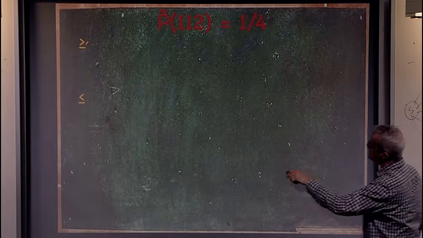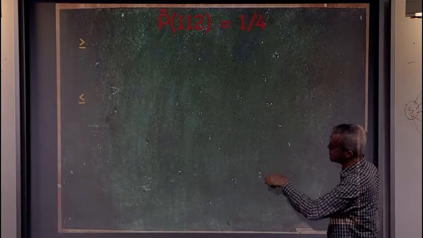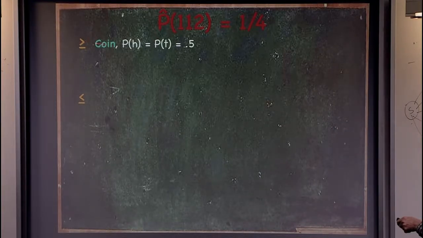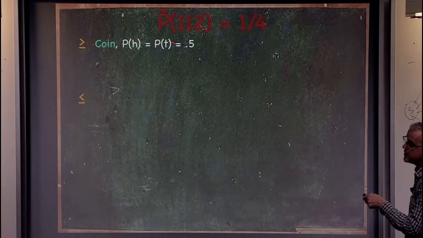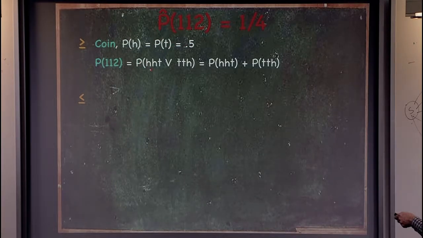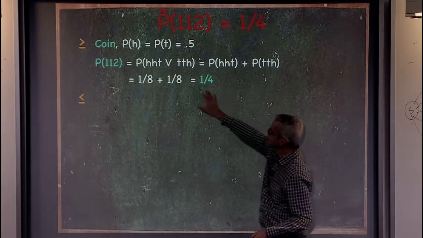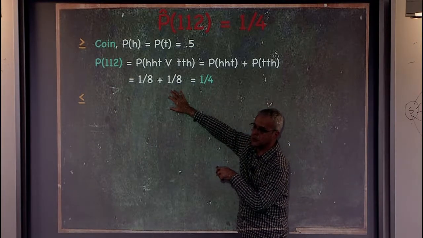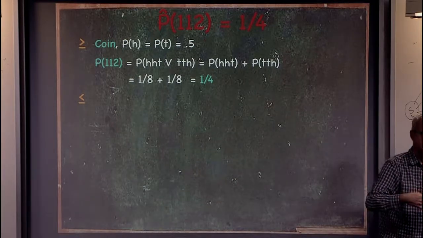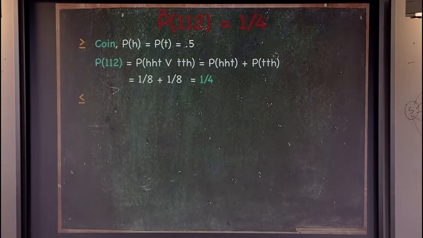We show that it's at least a quarter, and then we show that it's at most a quarter. To show it's at least a quarter, we need to give a distribution. So suppose you're flipping a fair coin, heads and tails half each. What is the probability that you'll see 1, 1, 2? It's the probability of heads, heads, tails or tails, tails, heads. Each of them is probability 1/8, and so it's 1/4. So there is a distribution, namely a fair coin, that gives the pattern 1, 1, 2 probability 1/4.